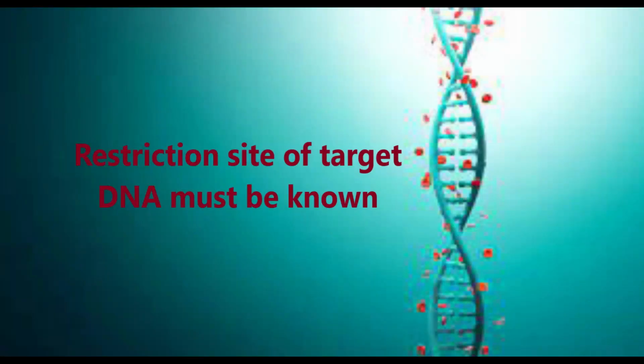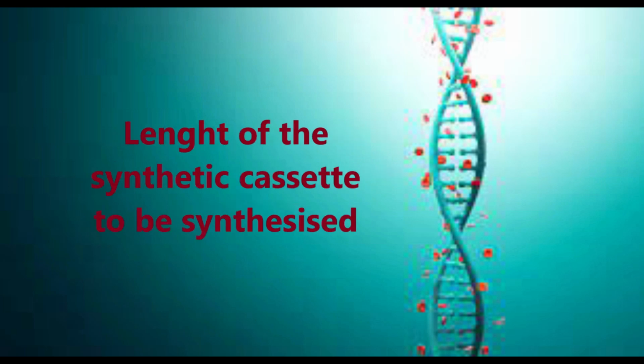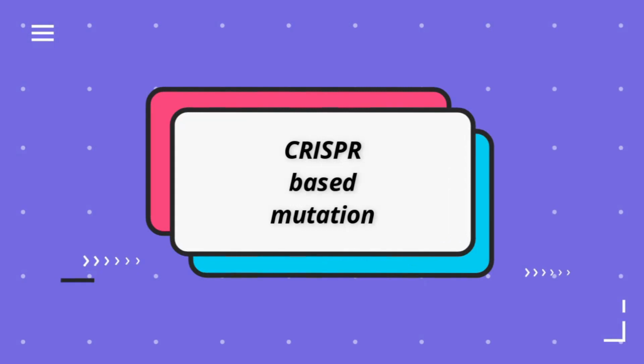To use this method, the restriction sites of the target DNA must be known. Also, restriction sites flanking the target DNA have to be unique in the gene or vector system so that the gene cassette can be inserted with specificity. The length of the sequence flanked by the restriction sites is also a limiting factor due to the use of synthetic gene cassettes.